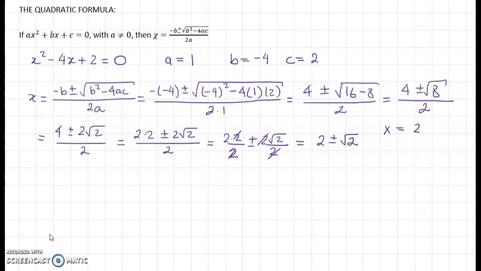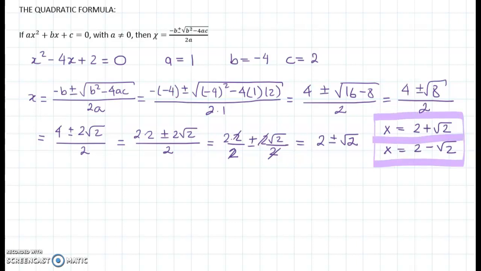x could be 2 plus the square root of 2, or x could be 2 minus the square root of 2. And you do not want to get your calculator and approximate those numbers. Those are the exact answers for our quadratic equation, and they look a little bit different because they are irrational numbers, but there is nothing wrong with them, and you should just accept them as they are.